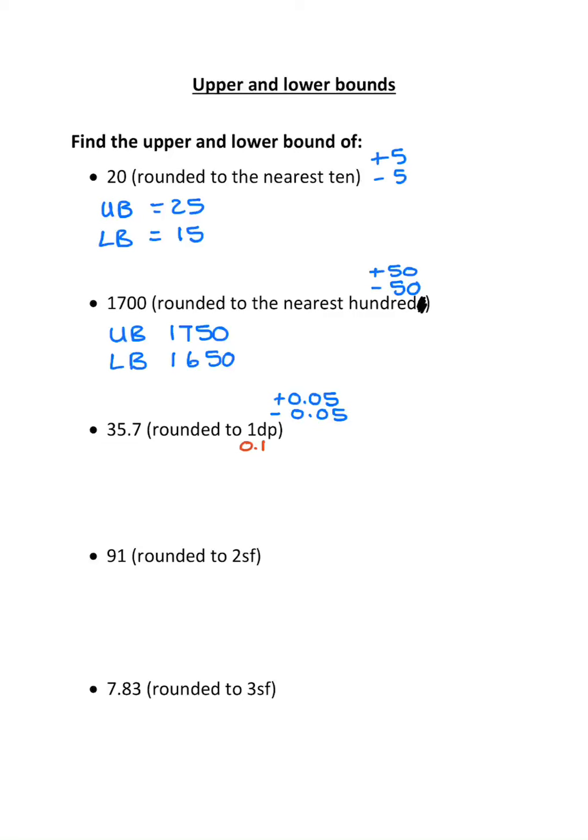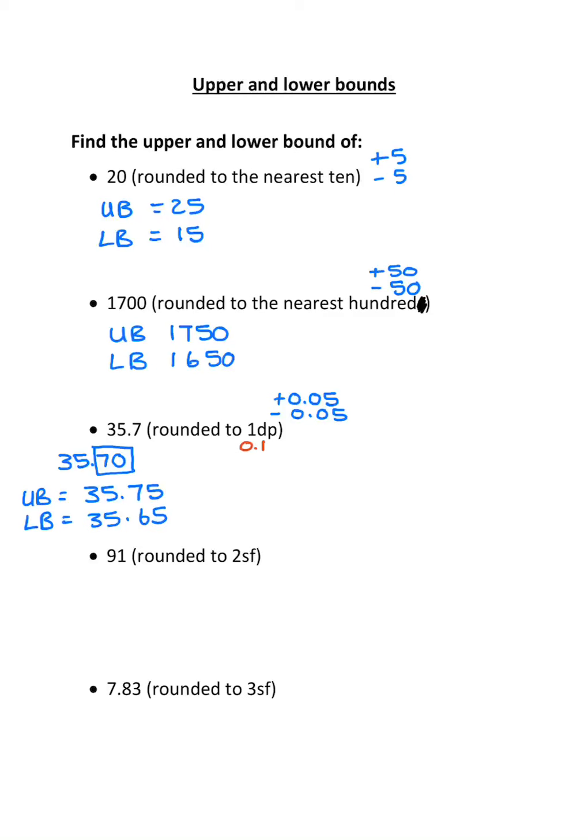What might be easier to do when it comes to decimals is if you imagine 35.7 as 35.70, so add a 0 there, and then think of that 70 and add 5 onto 70 and take 5 off 70. So it's just a little bit easier to do. So that would be, for the upper bound, 35.75. Not that it's correct to say 35.75, but imagine it like that. And the lower bound would then be 35.65.